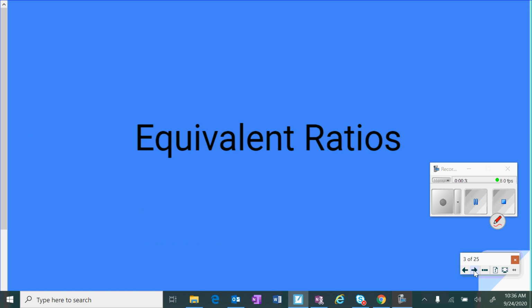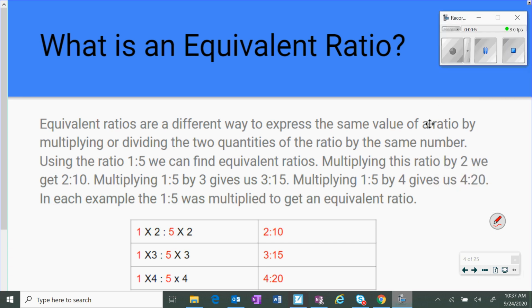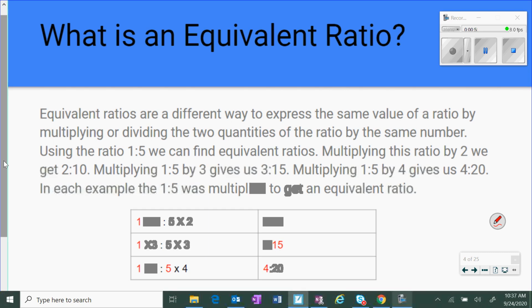Our first task today is going to be equivalent ratios. They're a different way to express the same value of a ratio by multiplying or dividing the two quantities of the ratio by the same number. That's the very important part right here, by the same number. Both sides, the first part and the second part, you have to multiply by the same number or else it's not equivalent.